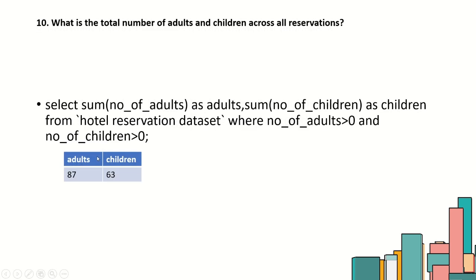Let's look at this question. What is the total number of adults and children across all reservations? So simply what I've done is on number of adults column I've used sum function.